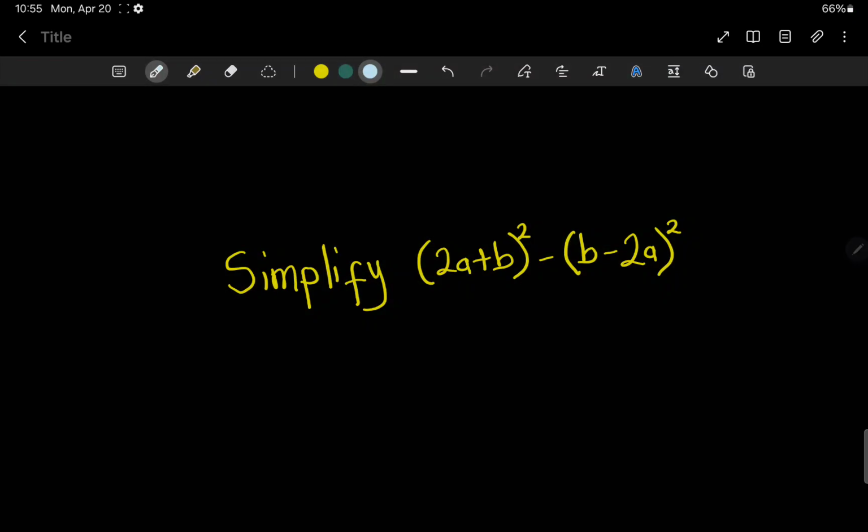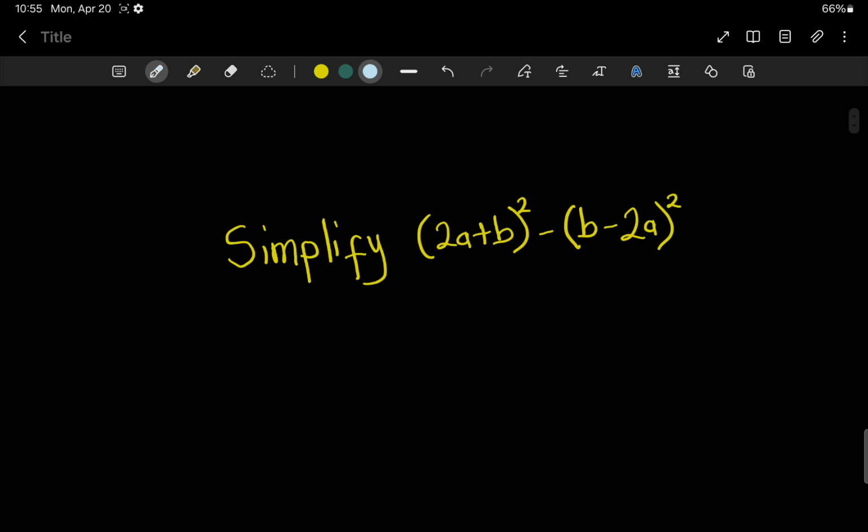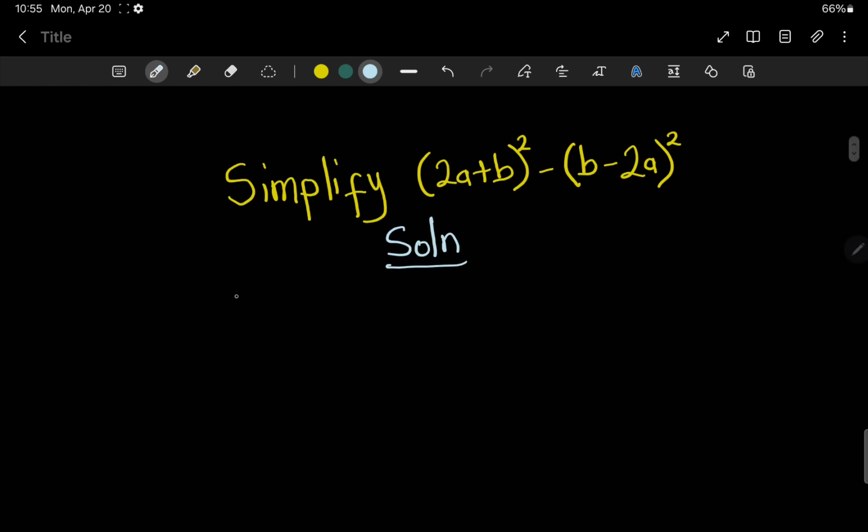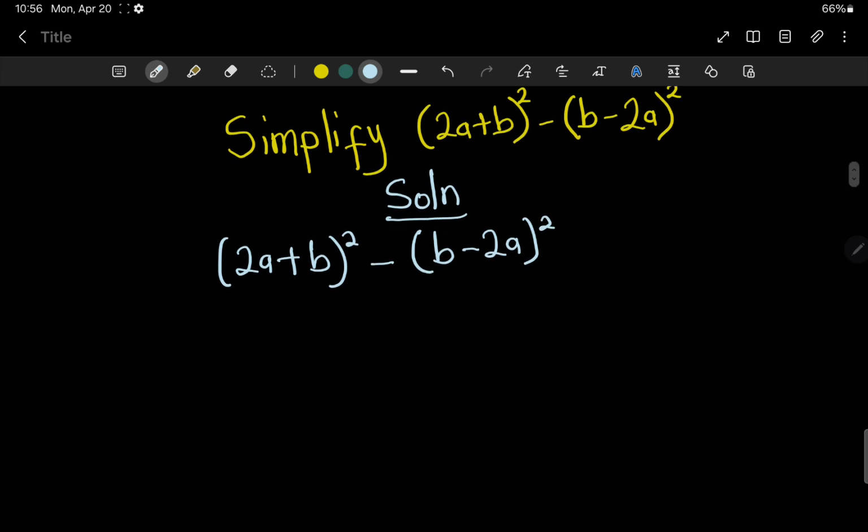We are supposed to simplify this, which is (2a + b) all squared minus (b minus 2a) all squared. So let's solve it together. Let's write the equation again. We have (2a + b) squared minus (b minus 2a) all squared, right?